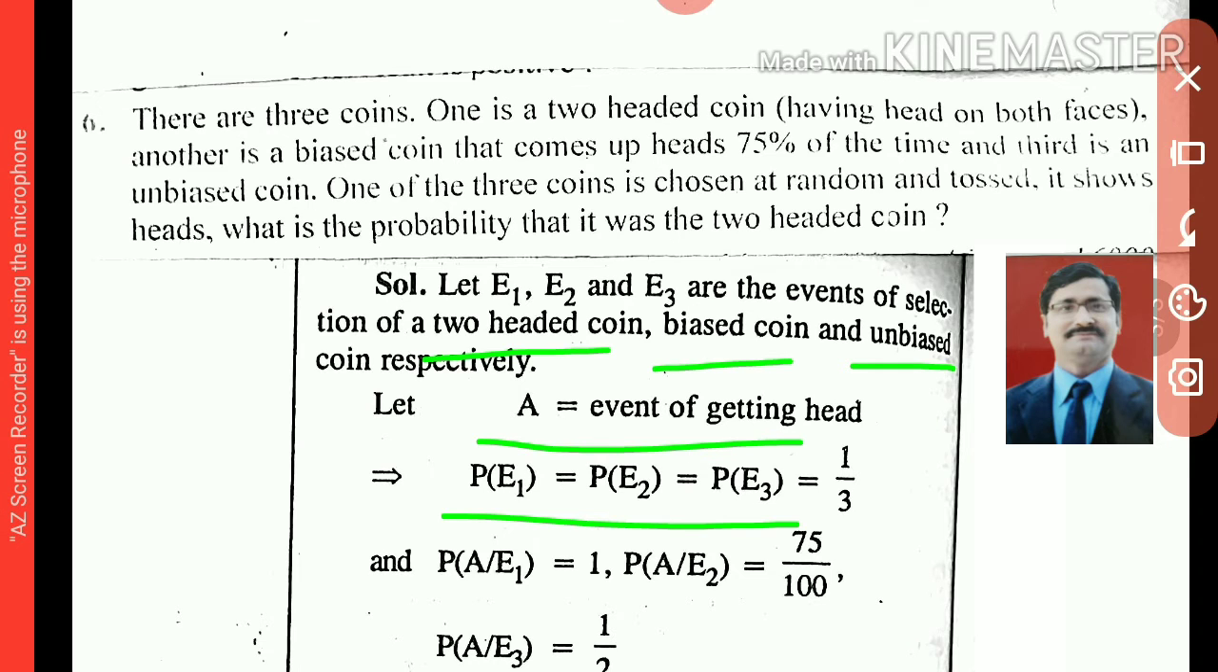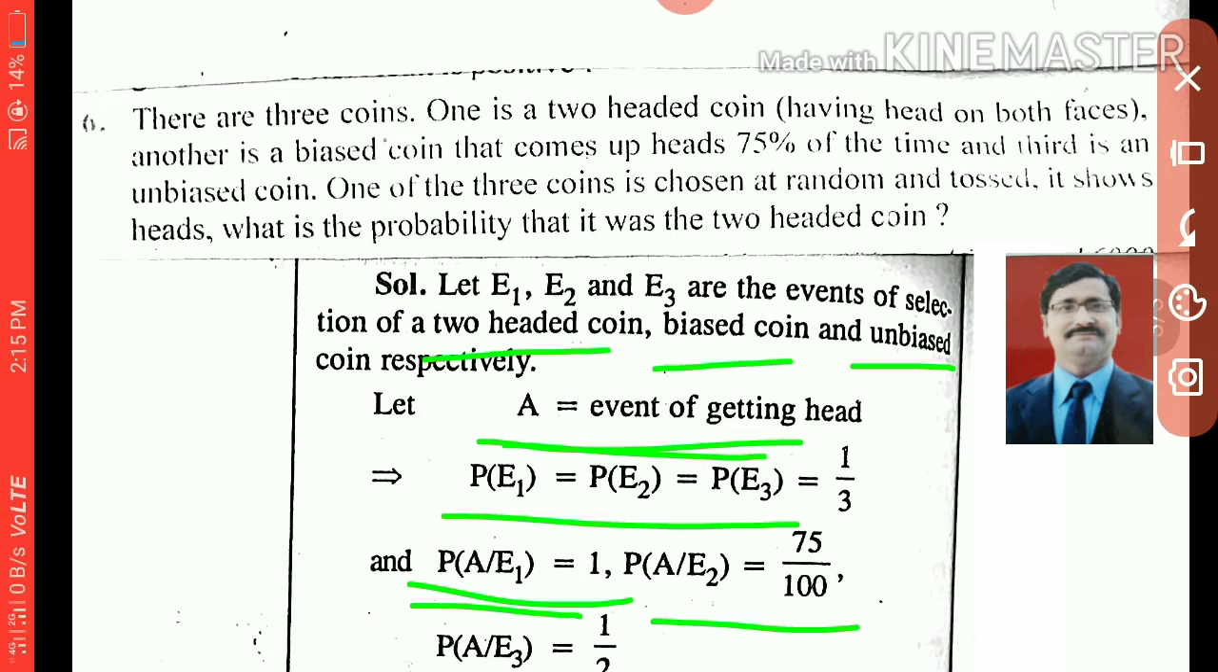Now if the two-headed coin is given, and A is the event of getting head, what is the probability that we will get head? It is sure we will get head, which means the probability is 1. If the biased coin is given and we have to find the probability of head, that is already given as 75%.